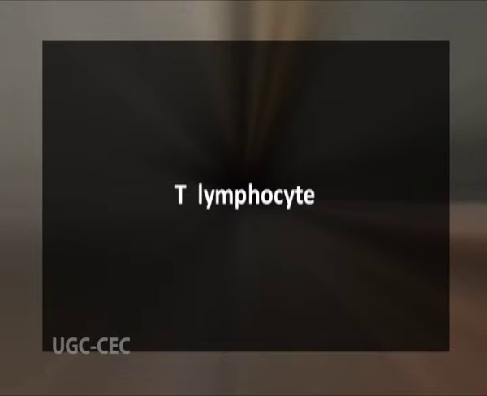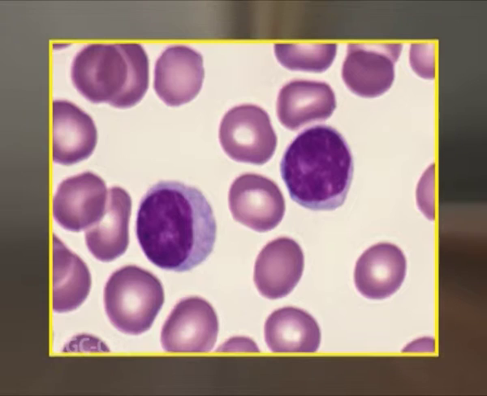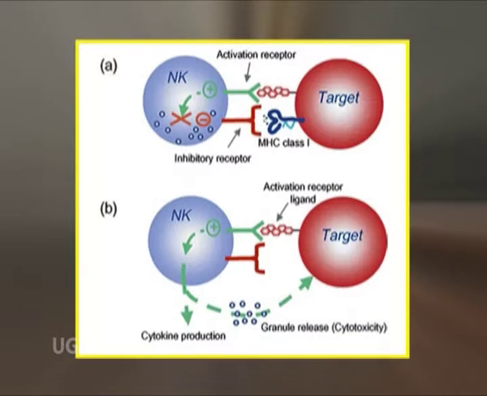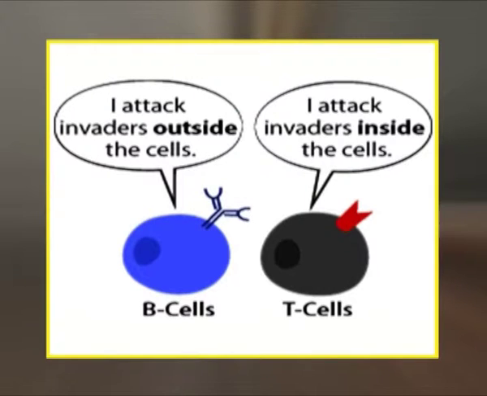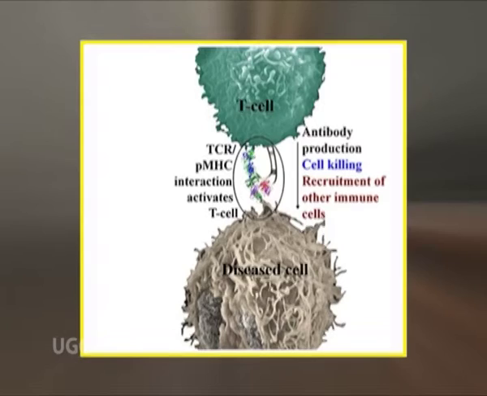Now let's discuss the next part of today's lecture, that is T lymphocyte. A lymphocyte is one of the subtypes of white blood cell in the vertebrate's immune system. Lymphocytes include natural killer cells, T cells and B cells. Lymphocytes can be identified by their large nucleus.